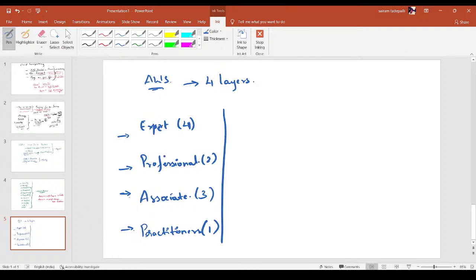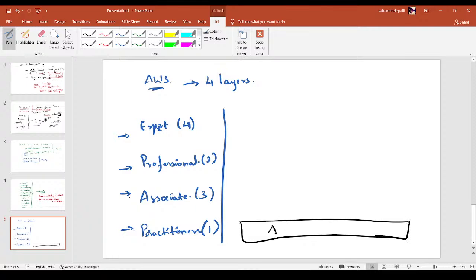So let's discuss each and every part now. In the practitioner stack, we have AWS Cloud Practitioner.